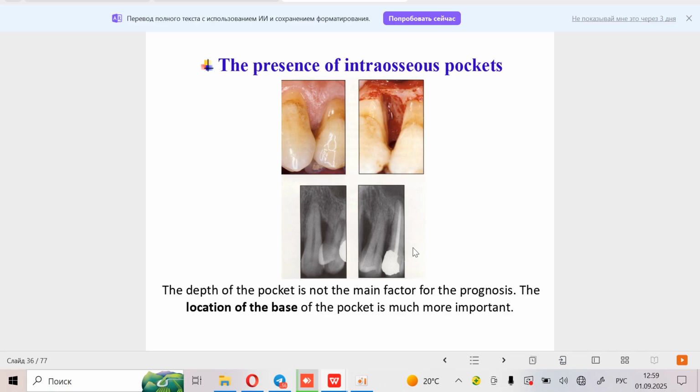Another important thing that I want to say is about the presence of intraosseous pockets. This is an intraosseous pocket. Dentists make the prognosis on the basis of the intraosseous pockets present. The depth of the pocket is not the main factor for the prognosis, but the location of the base of the pocket is much more important.